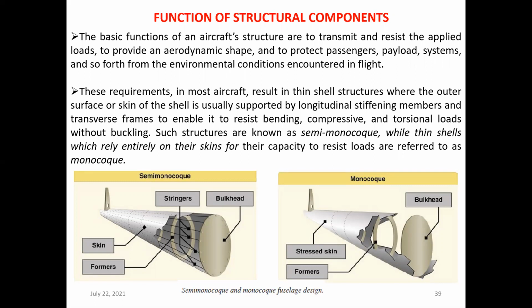These requirements in most aircraft result in thin shell structures, where the outer surface or skin of the shell is usually supported by longitudinal stiffening members and transverse frames to enable it to resist bending, compressive, and torsional loads without buckling. Such structures are known as semi-monocoque, while thin shells, which rely entirely on their skins for their capacity to resist loads, are referred to as monocoque.